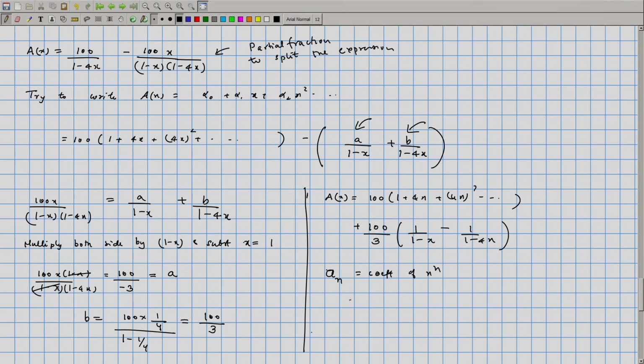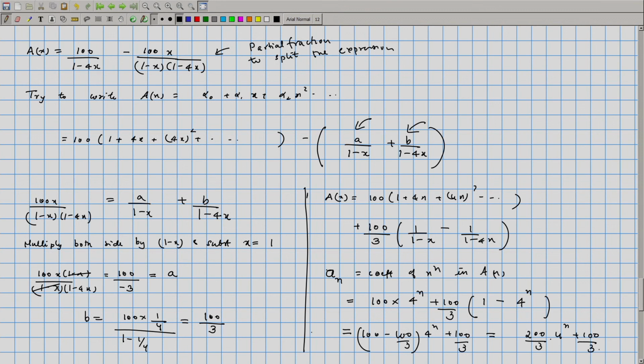of x raised to n, that is going to be equal to 100 into 4 raised to n plus 100 by 3 into, from 1 by 1 minus x, the term is going to be 1, minus 1 by 1 minus 4x, that is again going to be minus 4 raised to n. So, this is going to be equal to 100 minus 100 by 3 into 4 raised to n plus 100 by 3. So, the nth term is going to be 200 by 3 into 4 raised to n plus 100 by 3.